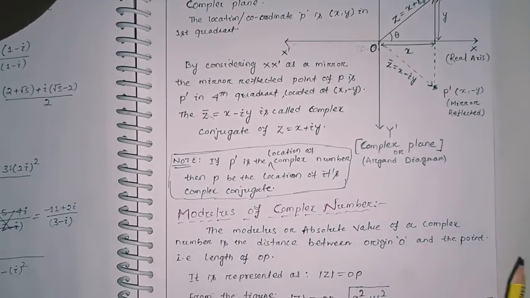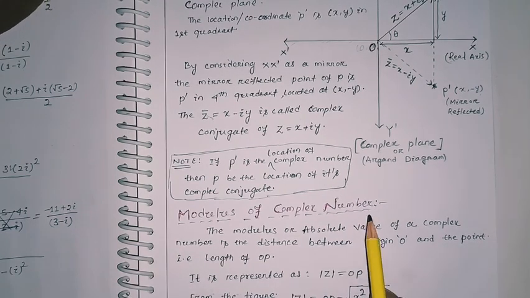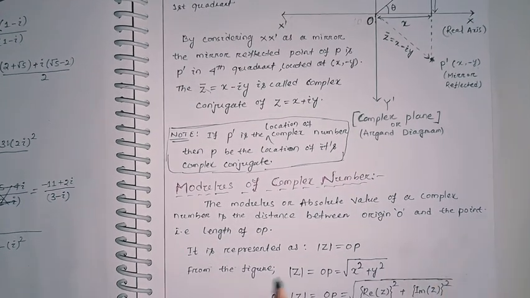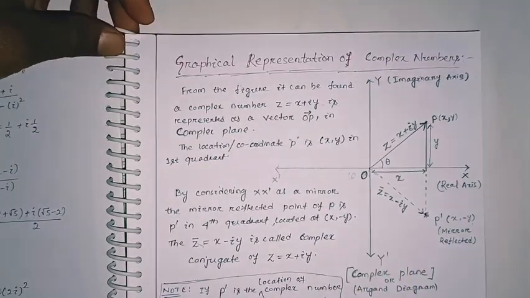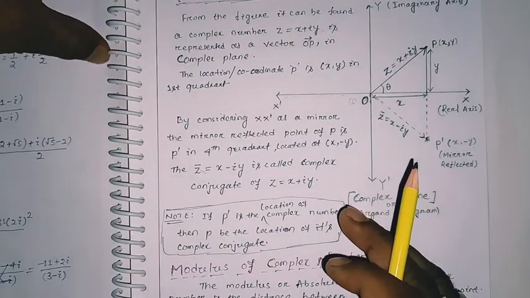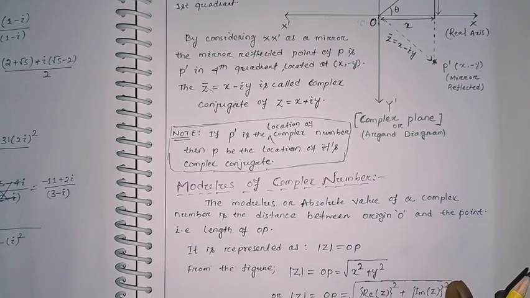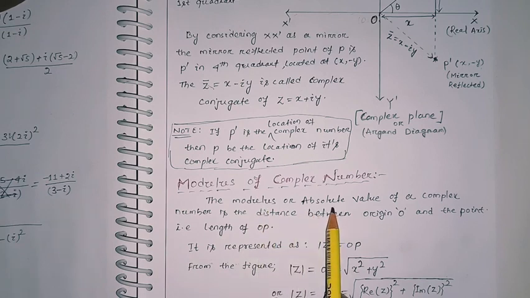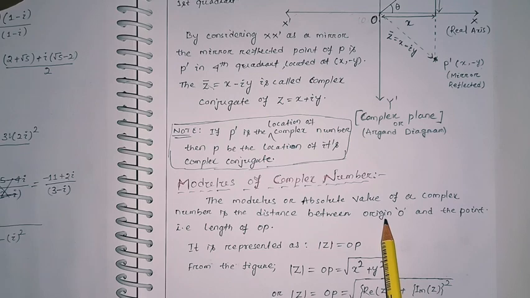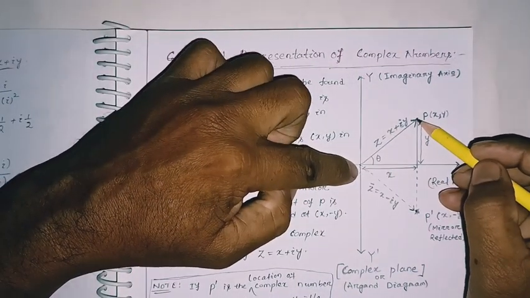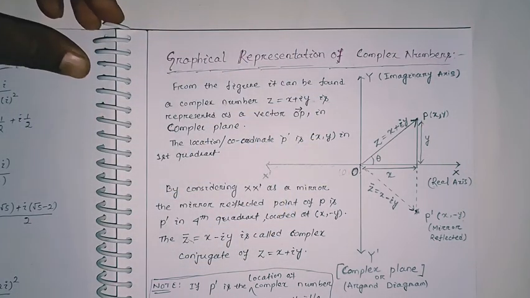Okay, now we are going to go for the modulus of the complex number. From here your main topics start, which will be asked in your exam as questions. So carefully watch and write down your note for your exam. The modulus or absolute value of a complex number is the distance between the origin O and the point where it is located. So this length will be called the modulus of the complex number.